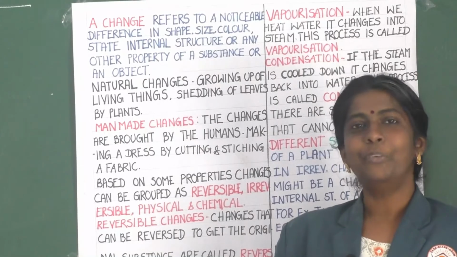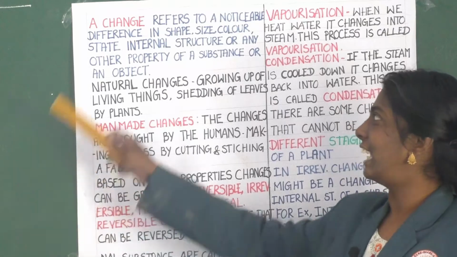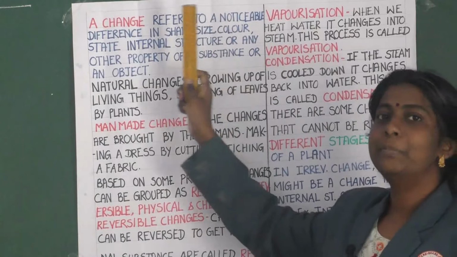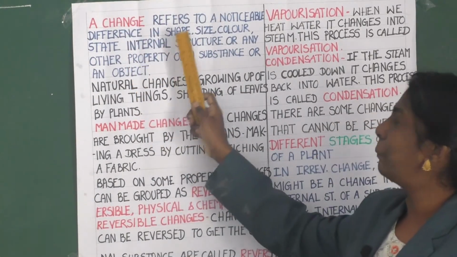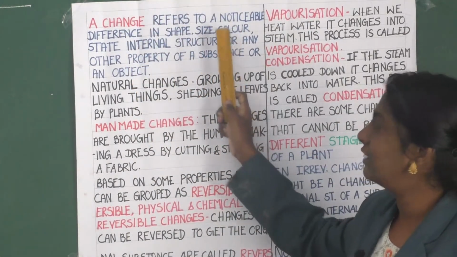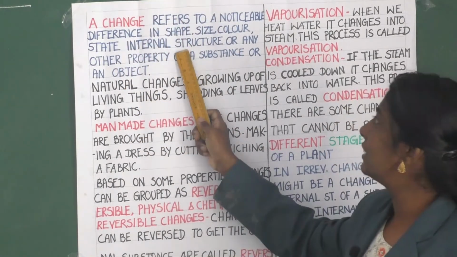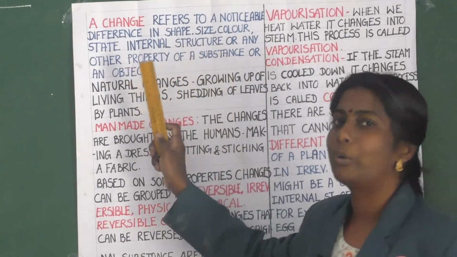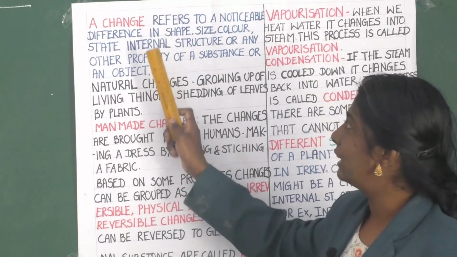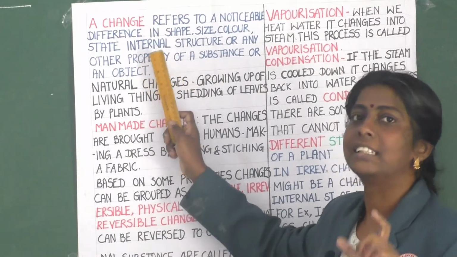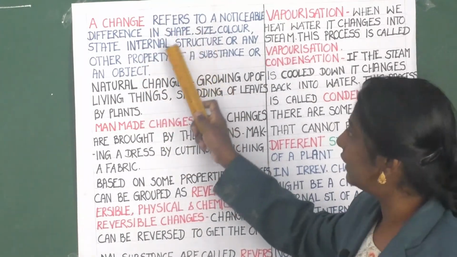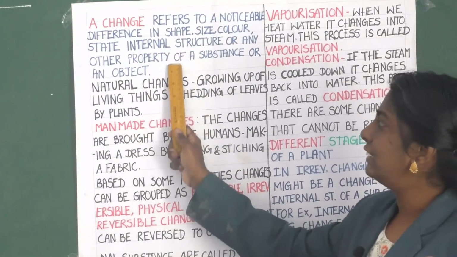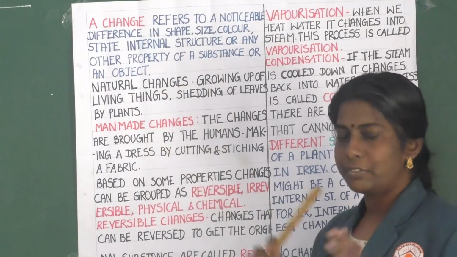Now, the proper definition for change. A change refers to a noticeable difference in shape, size, color, state, internal structure or any other property of a substance or an object. So, a change is nothing but a difference in shape, size, color or any other property. Now, this change is further divided into different types of changes.